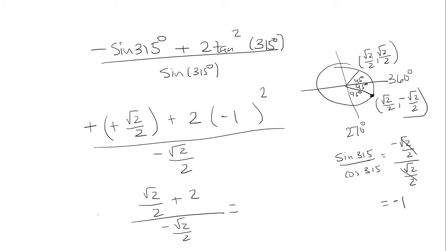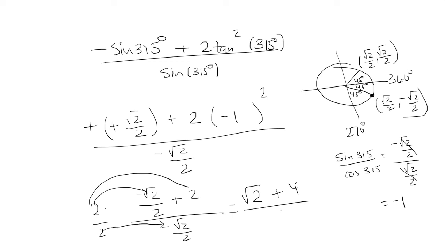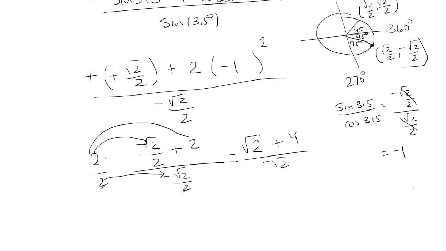We can simplify this by multiplying top and bottom by 2 over 2. So the 2 is going to distribute to the root 2 over 2 to get root 2. And then 2 is going to multiply the 2 here to get 4. And we're going to divide that by, well, this 2 is going to multiply negative root 2 over 2. The 2's are going to cancel, and we're going to be left with negative root 2. We can go a step further and multiply top and bottom by root 2.